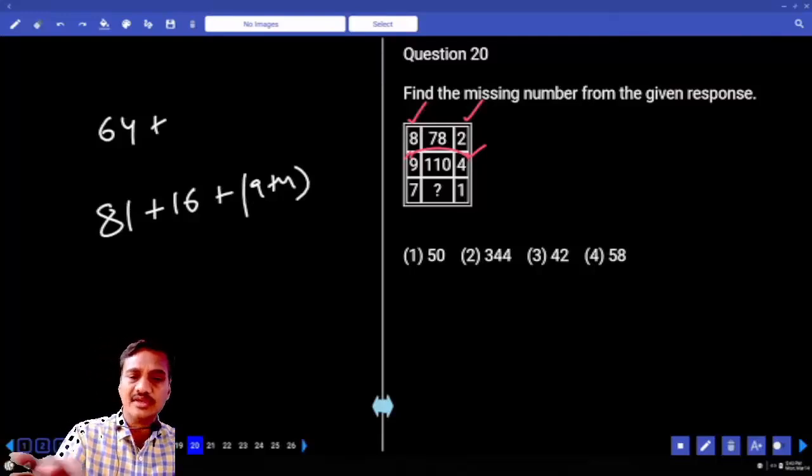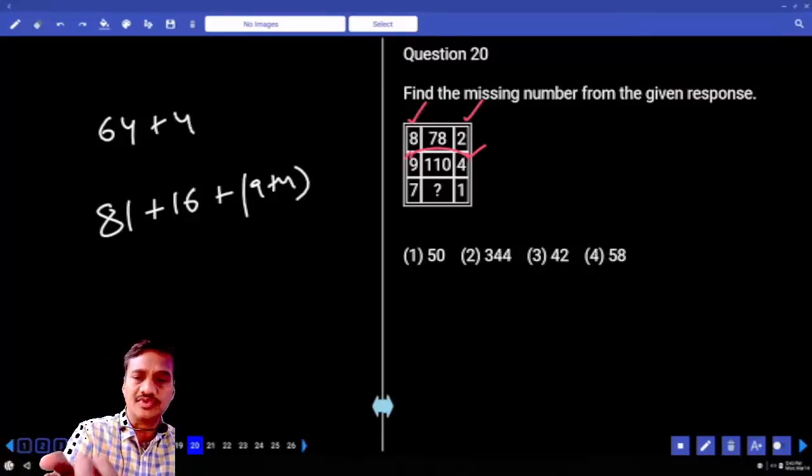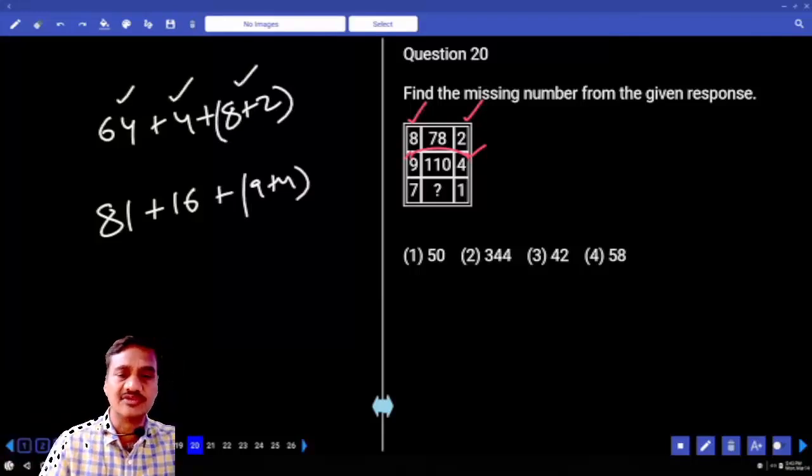And in the same way 8 square plus 2 square plus 8 plus 2. What is 8 plus 2? 8 plus 2 is 10. 64 plus 4 is 68, plus 10 is 78.